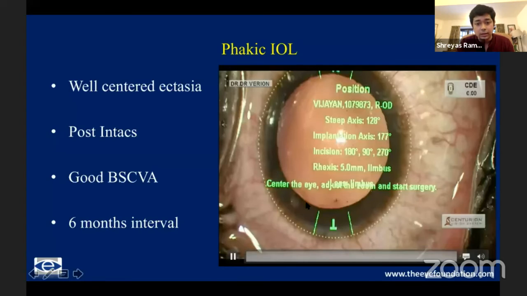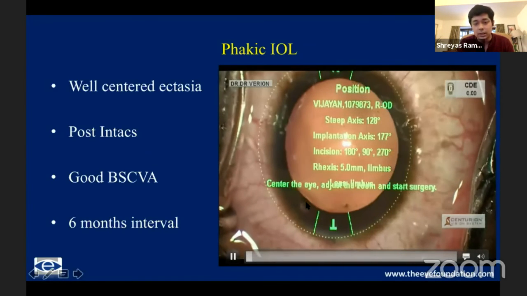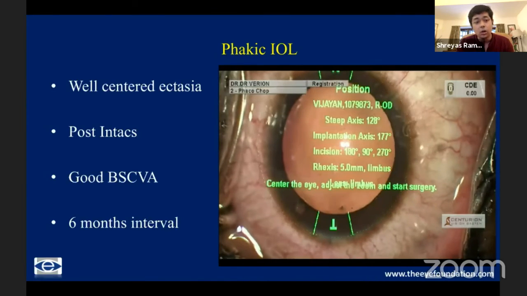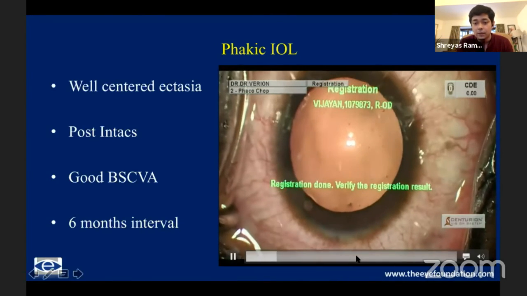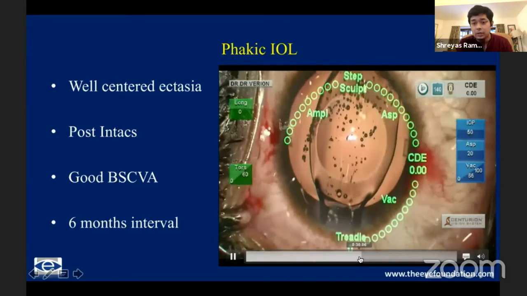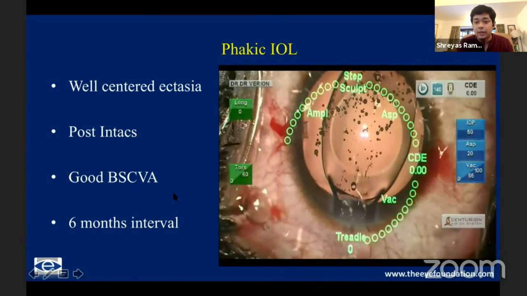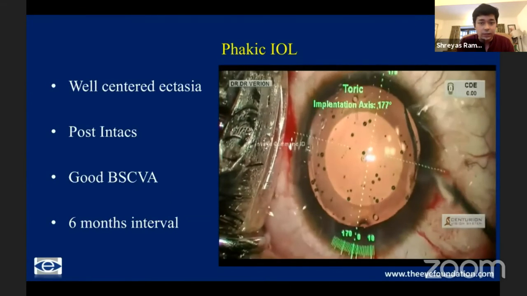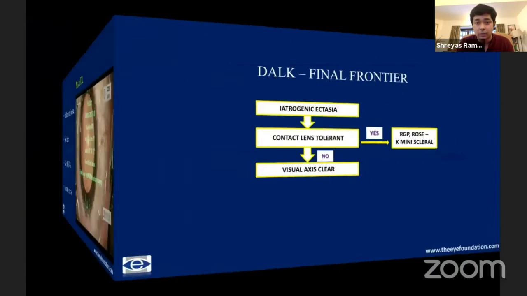ahead with a phakic intraocular lens, either if it's well-centered with good best spectacle corrected visual acuity, or post intracorneal ring segments after a minimum 6-month interval, with 2 consecutive revisits where topography and refraction are stable. You can go ahead with the toric phakic lens, and these patients tend to do very, very well.